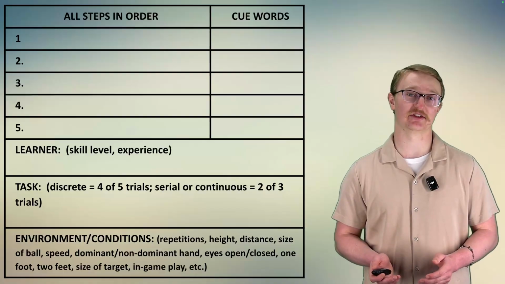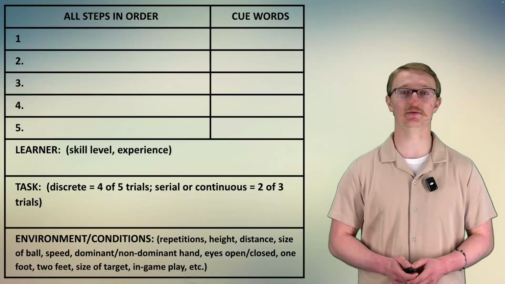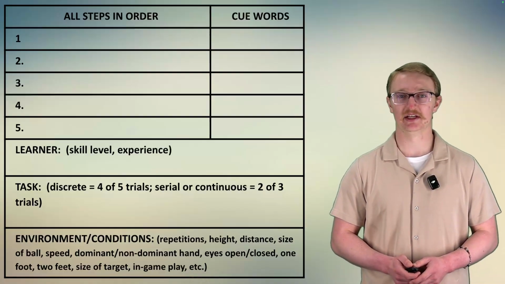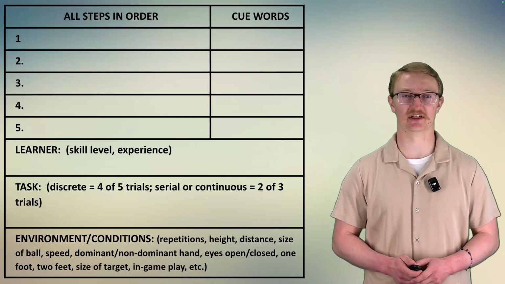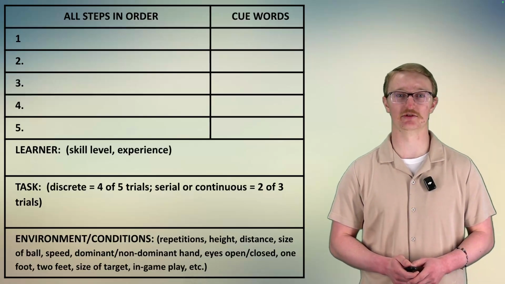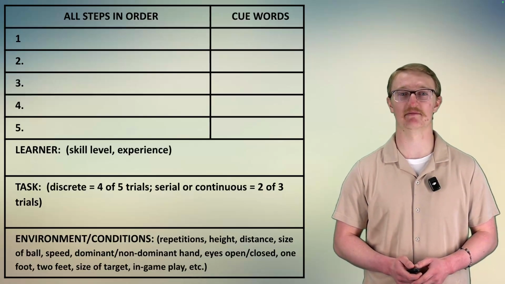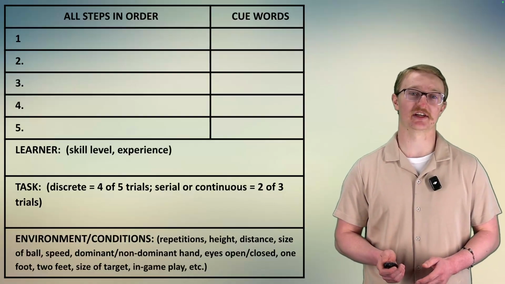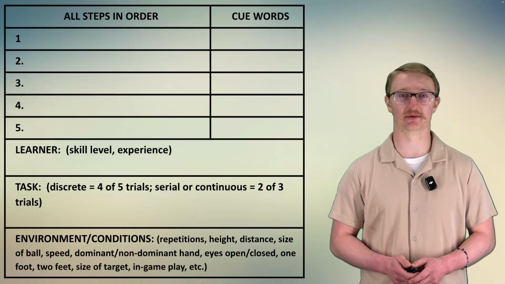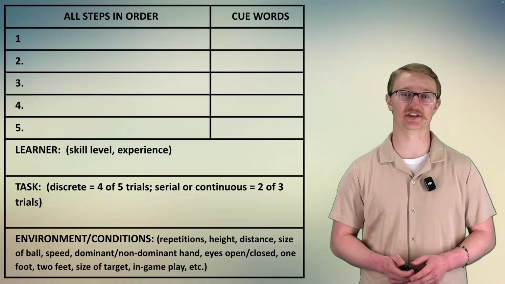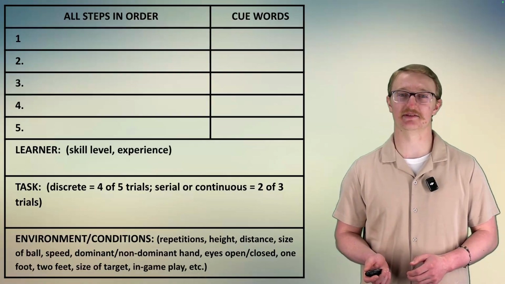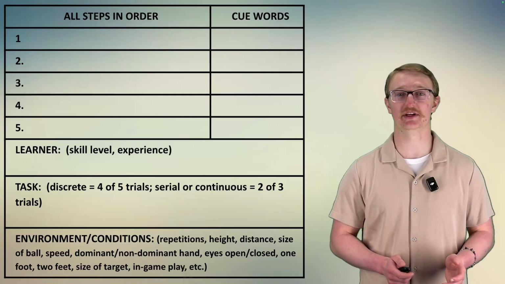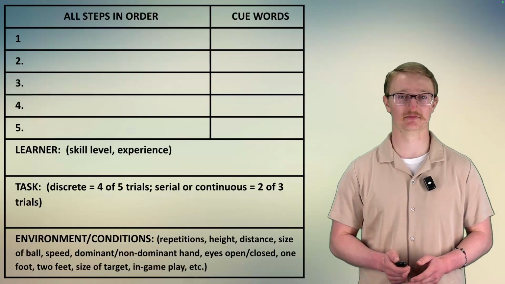In the learner section, the learner's experience, skill level, and unique needs are described. In the task section, the number of successful trials out of the number of total trials is defined to identify a mastery level for performance of the skill. In the environment and conditions section, the specific parameters for performing the skill are identified, such as distance from the target, speed and size of the ball, and learning during in-game play or during isolated skills practice.